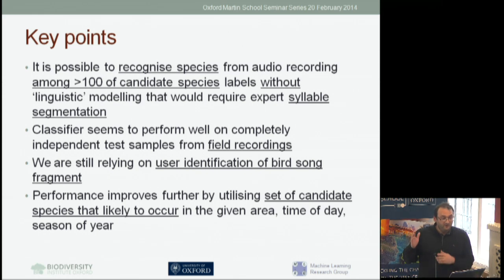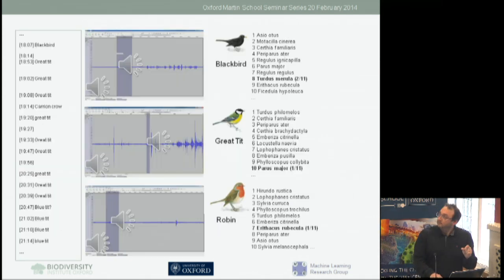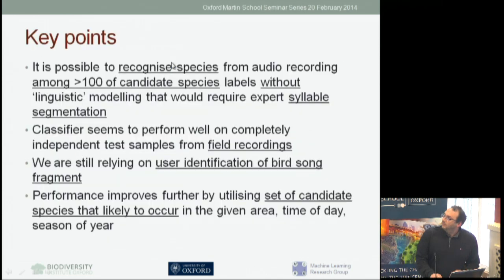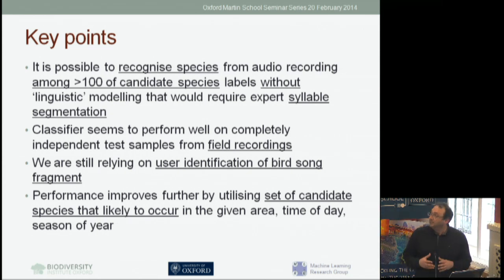It works with field recordings that are not necessarily very good quality, so that's encouraging. Now, at the current stage, we're still relying on somebody to tell the classifier what to classify. So you have to tell the classifier, classify this, and not the classifier saying it is a blackbird, for example. So that's something we're currently working on.